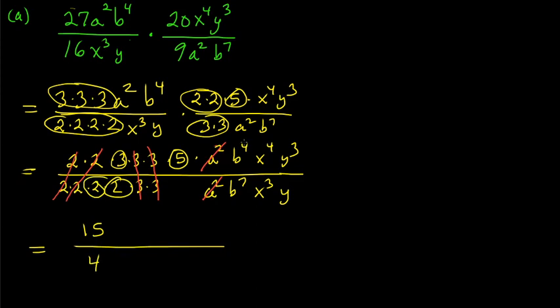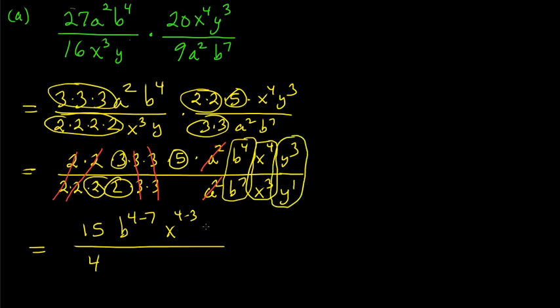All right. So what's the power of b? Right? B to the 4 over b to the 7. If you remember the rules for exponents, you subtract. So this is b to the 4 minus 7. Right? For the x's, it's going to be x to the power 4 minus 3. And then for the y's, 3 minus 1, right? It's always that invisible 1. So we're still left with 15, b to the negative 3, x to the 1, y to the 2, all over 4.